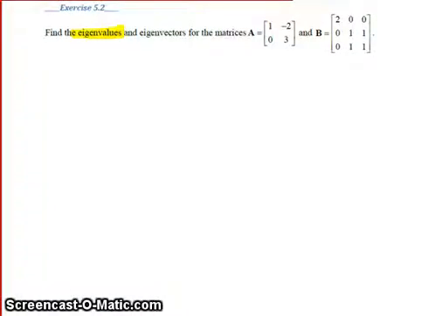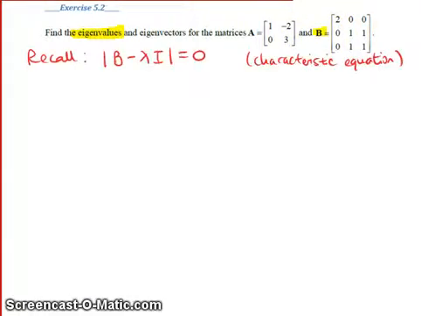In this video, I'm going to show you how to find the eigenvalues of a 3 by 3 matrix, in this case, matrix B. Recall that eigenvalues can be found if we solve this characteristic equation. Let me show you what this characteristic equation constitutes of using this matrix B.